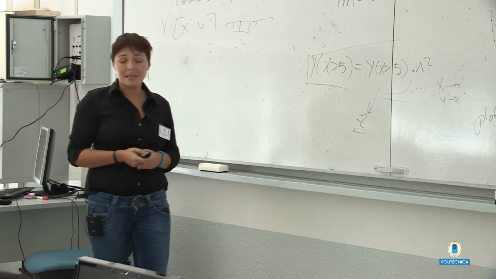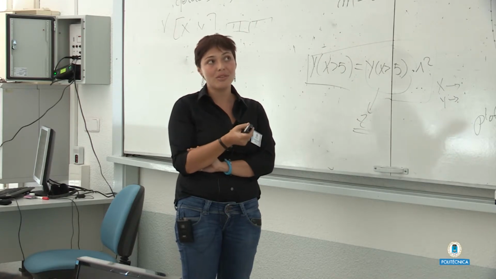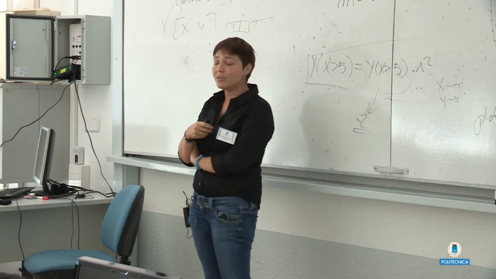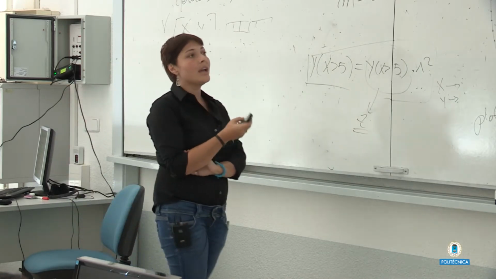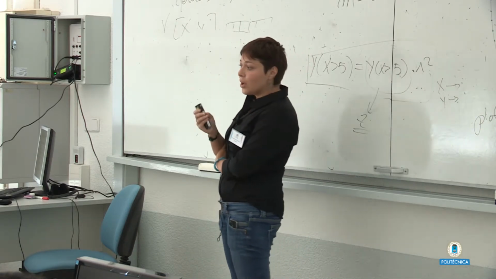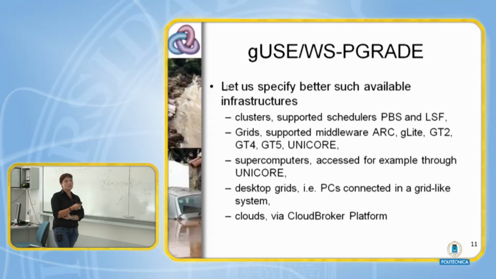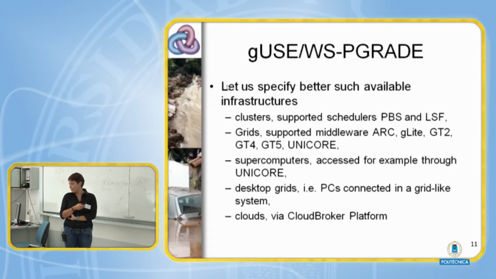It supports several grid middleware such as gLite, different versions of the Globus Toolkit, and UNICORE. It enables you to access supercomputers, as for example with UNICORE, which in Europe is possible. It enables you to access desktop grids, which are grid-like systems made up of simple laptops or PCs. It is the evolution of what was called volunteer computing. And it also enables access to cloud infrastructures, as for example the CloudBroker platform.